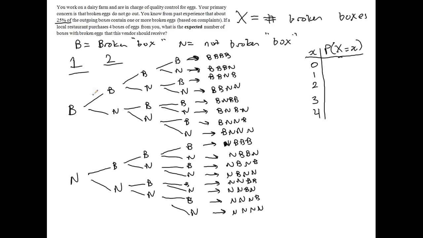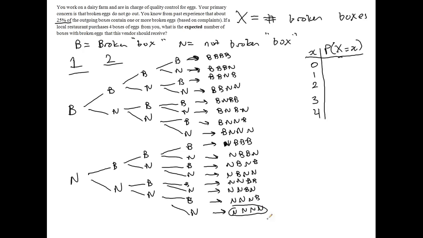These are all AND rules. If you get B, B, B, B, that's broken and broken and broken and broken. Okay, so what's the probability that none of them are broken? Well, that means they're all not broken, which would only be this instance right here. There's only one situation where they're all not broken.